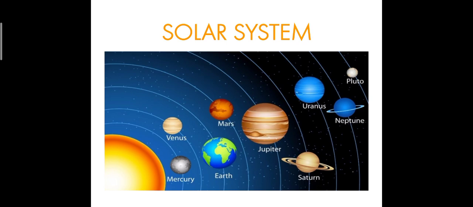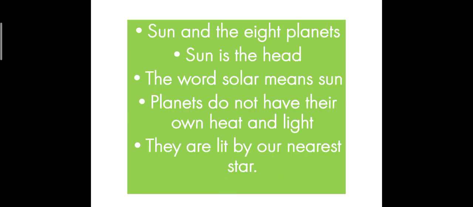Children, the next topic that you are familiar with, I know, it is solar system. Okay, so here solar system, we have 8 planets, and the head of the solar system is sun. That is why it is called solar system. The word solar means sun. So the head of the family of the solar system is sun. We have 8 planets. Sun and the 8 planets, they form the solar system. Sun is the head. The word solar means sun.